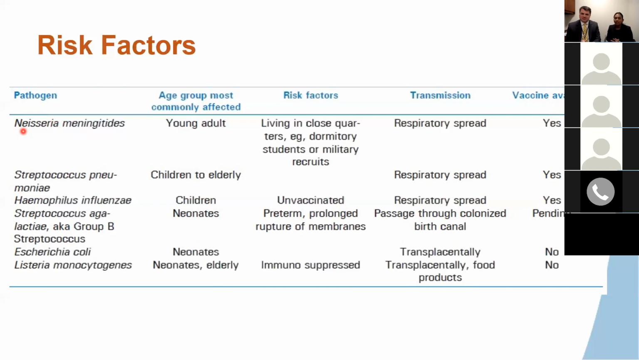Next bacteria is strep pneumo. So strep pneumo is the number one cause of meningitis currently. Strep pneumo causes meningitis in children, usually over the age of 1 month, it's one of the most common bacteria, and in the elderly.